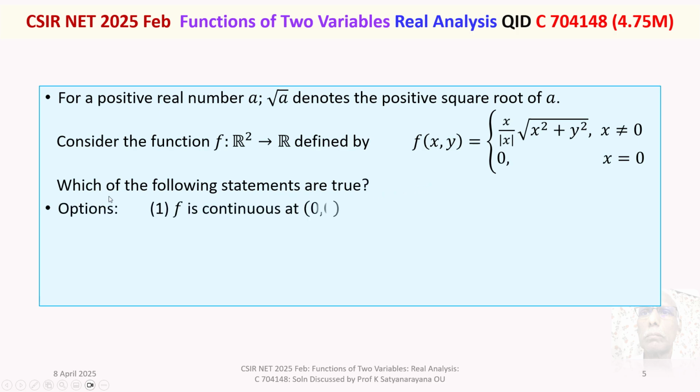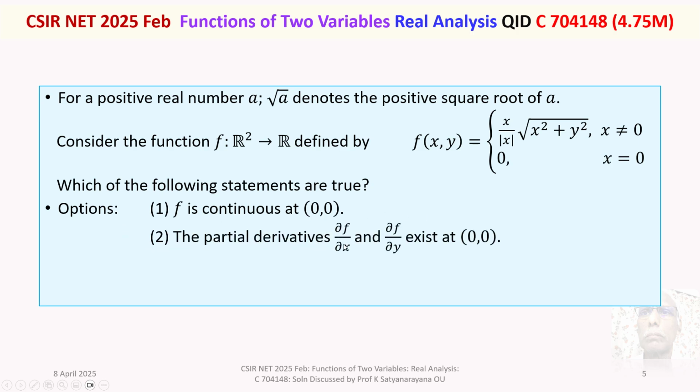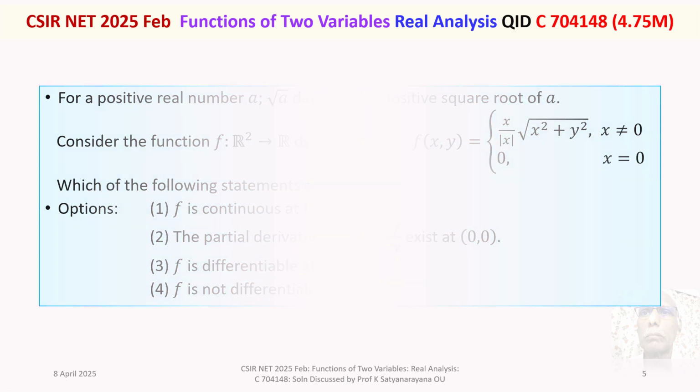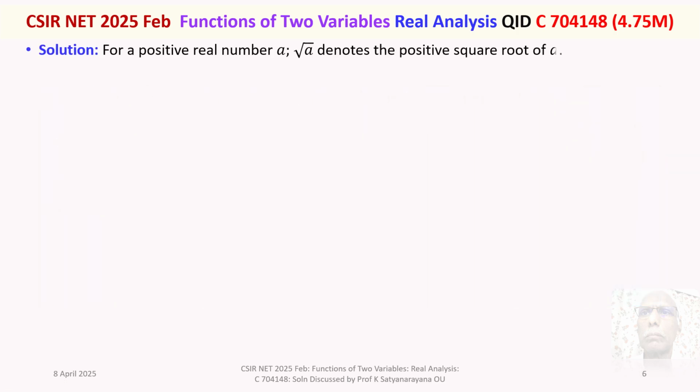We are given four options. Option 1, f is continuous at 0, 0. Option 2, the partial derivatives del f by del x and del f by del y exist at 0, 0. Option 3, f is differentiable at 0, 0. Option 4, f is not differentiable at 0, 0. Right. Let's now discuss the solution of the problem in detail.